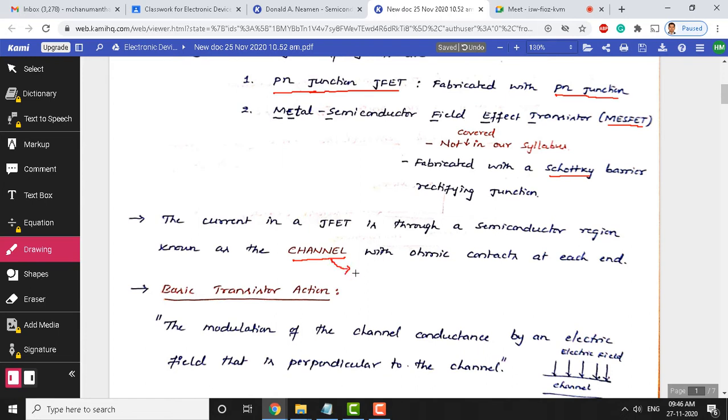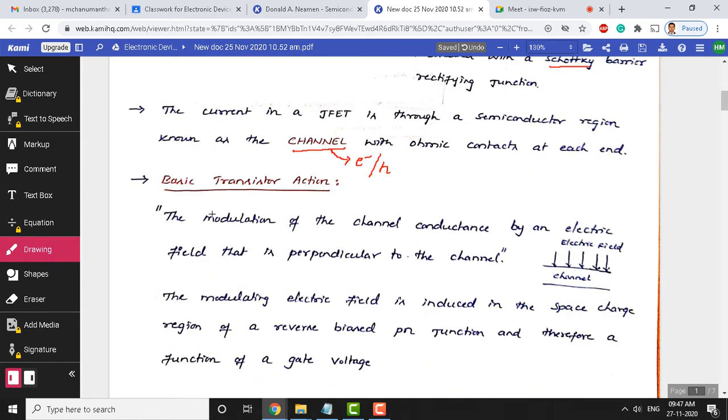Charge carriers like electrons or holes, not both here, move through the channel. The channel is basically a region within the JFET. Through that, the electron and hole movement takes place. Transport of charge carriers takes place through the channel here.